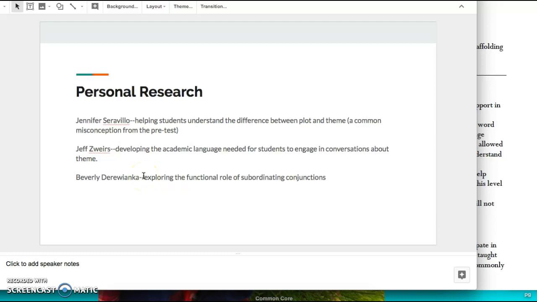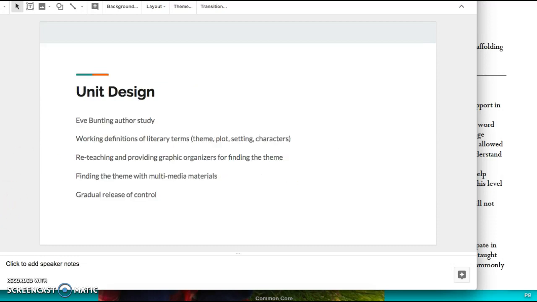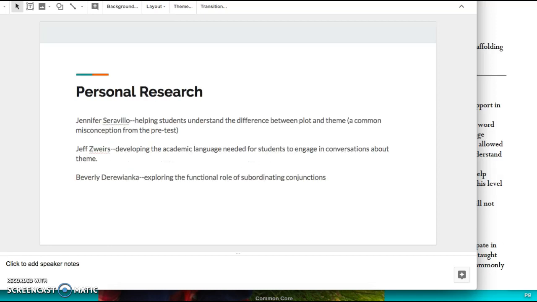And then Beverly Derewianka is a pioneer in the field of functional linguistics, and the reason I decided to consult her work was I was trying to figure out if there was one language feature that I needed to teach, what would it be? And so what I realized through that research was that subordinating conjunctions showed up a lot. The theme of the story is blank because.